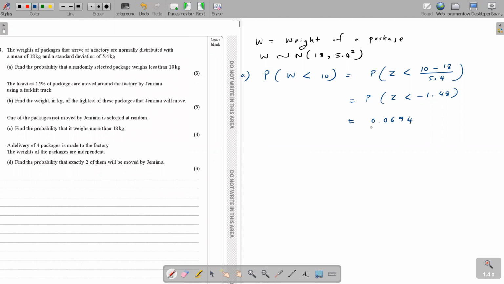If you were doing it from the book, you would draw it like a standard normal distribution. The mean is 0. The Z value is minus 1.48, so it's over here. Z is less than minus 1.48 means you have to get the area behind. Are you with me?